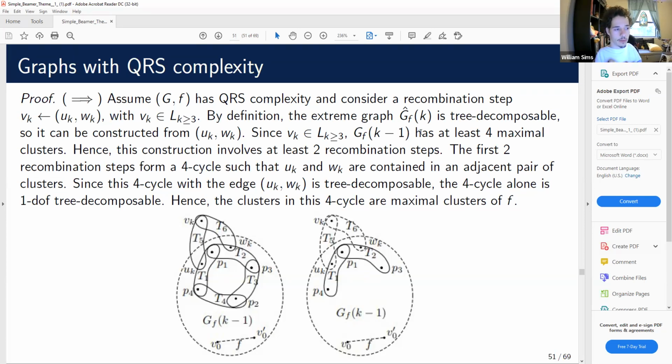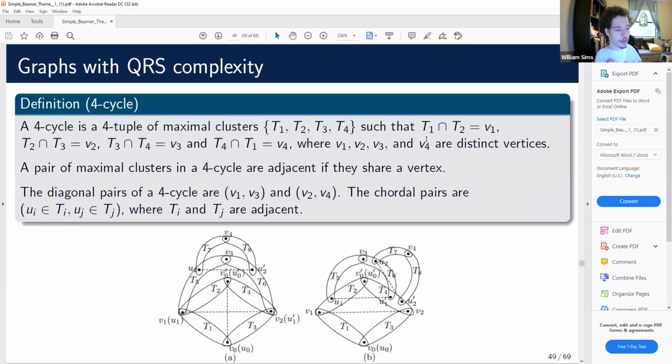Okay? So that means in order to construct our extreme graph, we have at least 2 recombination steps. Because what is an extreme graph? Just to make sure we all remember, the third extreme graph here would be, instead of adding T7 and T8, we just add an edge between U2 and U prime 2. Okay, so we're saying that this is tree decomposable if we just add U2, U prime 2, and we can construct this extreme graph from this base pair. And since we know that the graph G sub f of k-1, the one that just performs these 2 construction steps, has 4 maximal clusters, we know that in order to obtain this extreme graph, we have to perform the recombination step that adds T5 and T6 in this case, and then the one that adds T2 and T4. So we're going to have at least 2 recombination steps.